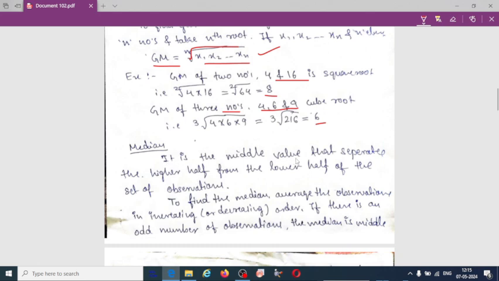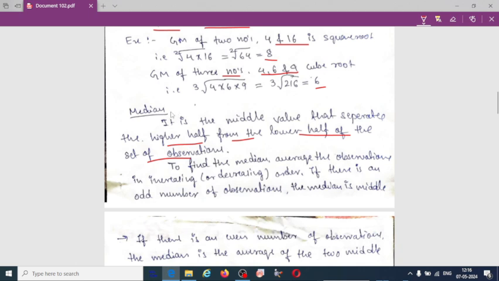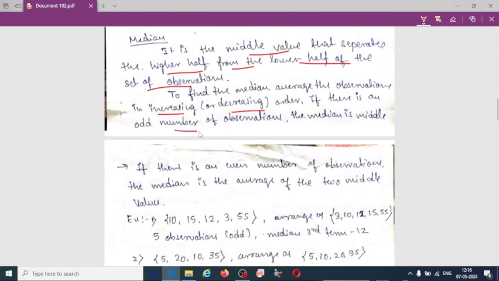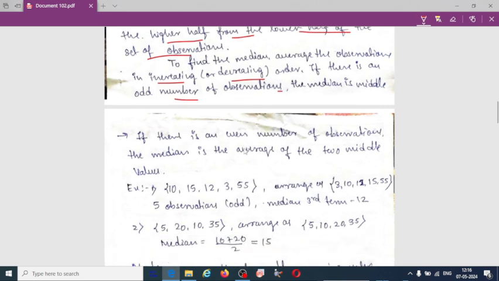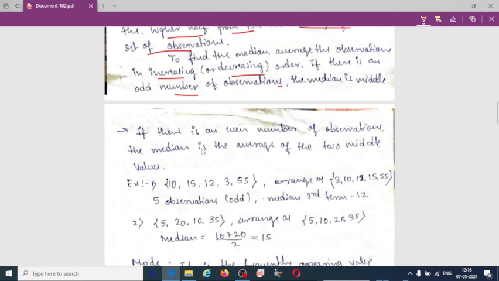Median, it is the middle value that separates the higher half from the lower half of the set of observations. So that's why the name median, middle value we can call. To find the median, arrange the observations in increasing or decreasing order. If there are odd numbers of observations, then the median is given by the middle value. If there are even numbers, you have to take the average of two middle values.